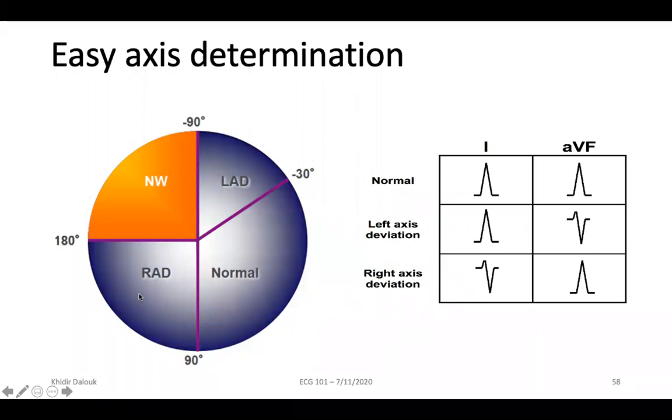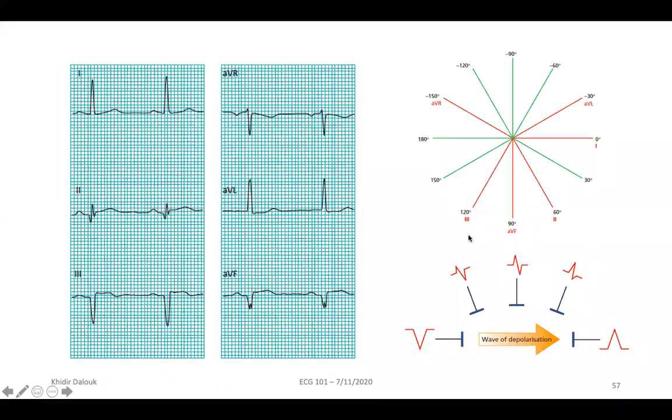Axis can sometimes be a bit difficult to conceive, but if you just keep in mind how the activation wavefront is going towards leads, that's important. Make sure that you understand that when the wavefront is perpendicular to a lead, that lead is going to be equiphasic, and that will help you determine where this wavefront is going towards. Okay, questions?